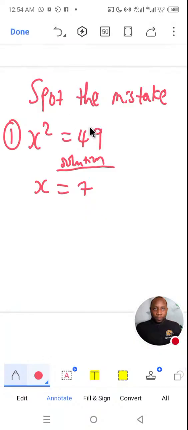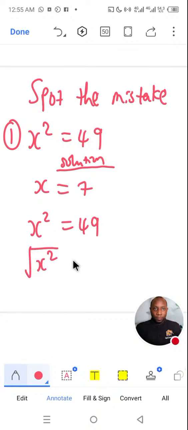Okay, let me help you out here. x is equal to 7, but that's not all. Because this is an equation, if you apply square root to both sides, it's not just x equal to 7 that will satisfy this equation. x squared is equal to 49. If you square root both sides, you have to apply plus or minus here.